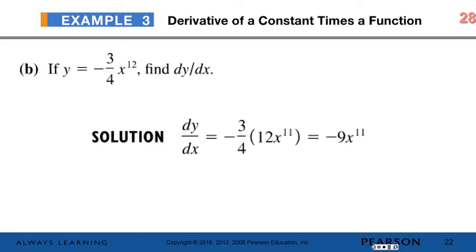If you carry it another step, it might look a little bit better. Negative 3/4 times 12 is negative 9, and you can do that on your calculator if you want to, so you don't mess it up.